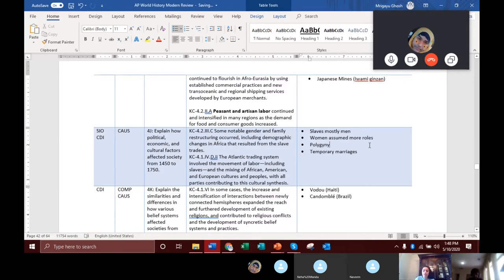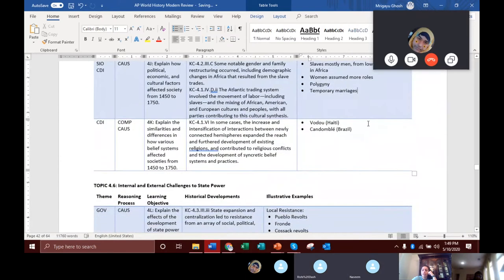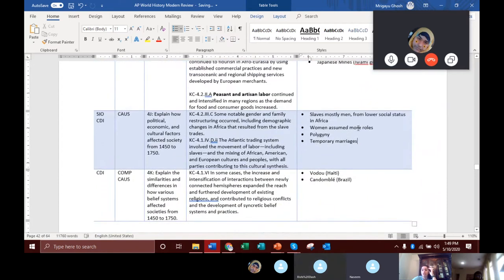You could put that the slaves were from the lower parts of society in Africa, that were captured, from lower social status in Africa. Here's where I would also mention the caste system, probably. I think this is talking about Africa and the Atlantic trading system in particular. Another thing is how slaves in the Americas were different from slaves captured in the Indian Ocean. We can put that here.